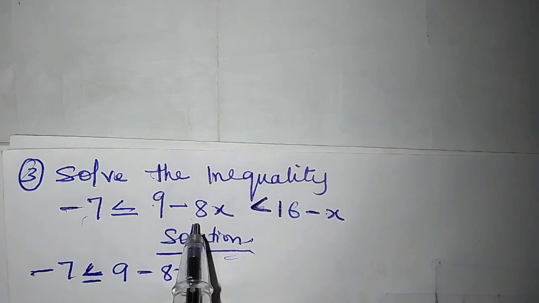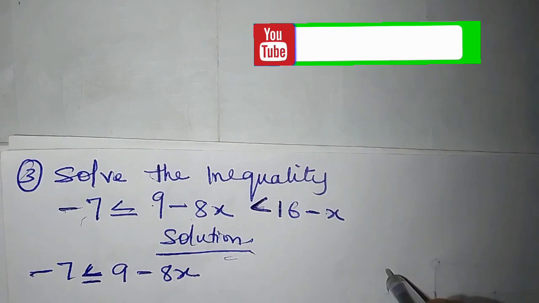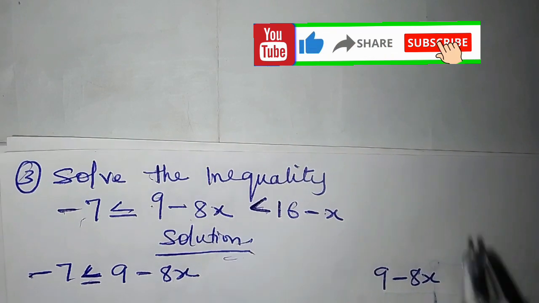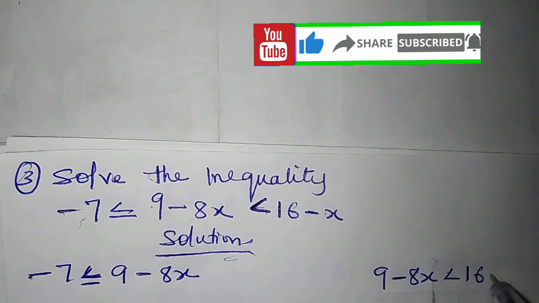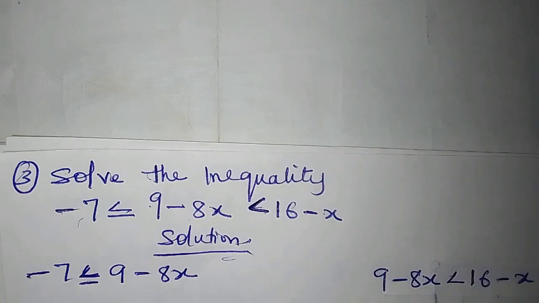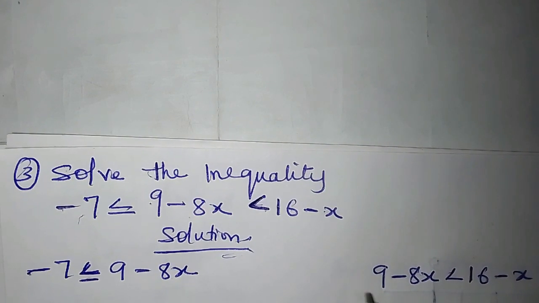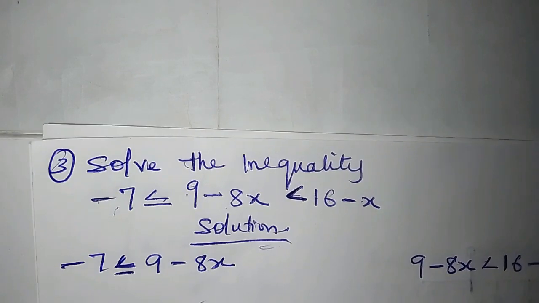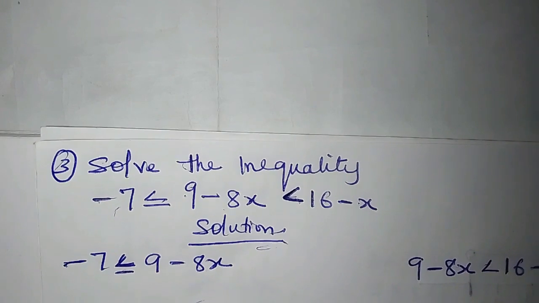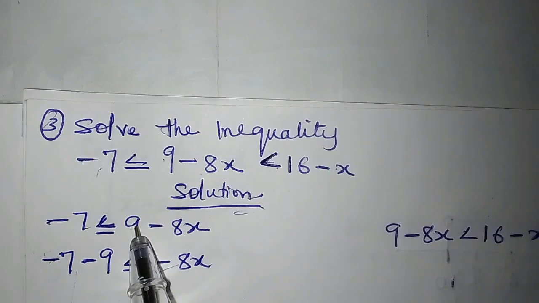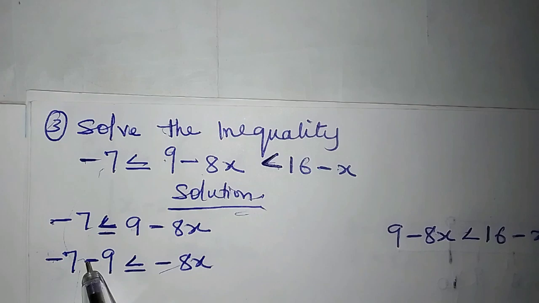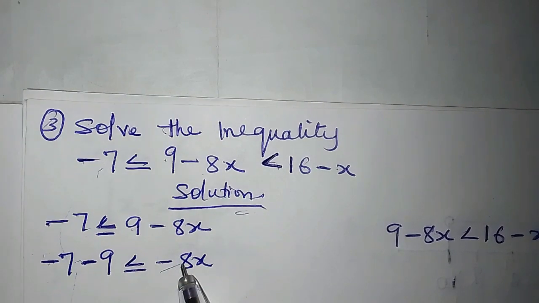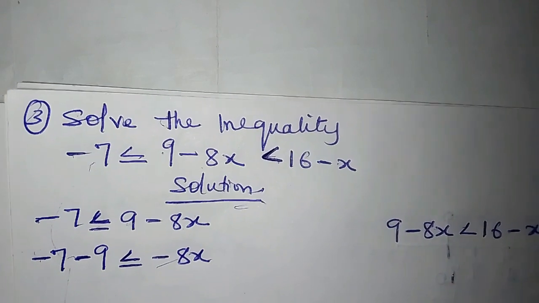And this same 9 minus 8x is less than 16 minus x. So I will solve the two of them individually and then combine the solutions later. But let me solve the first one. From here, collect like terms. I will take this 9 to the other side, it becomes negative, leaving this minus 8x at the right hand side. So let's simplify this further.